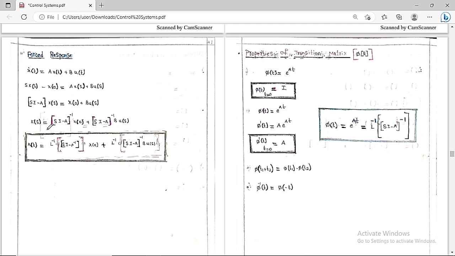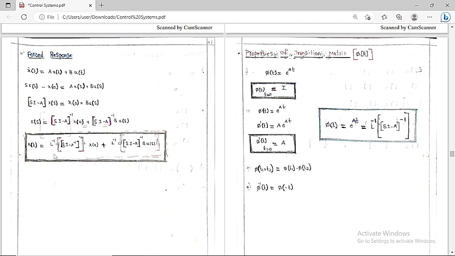So after the Laplace inverse we are going to get x of t is equal to Laplace inverse of (sI minus A) inverse into x naught plus Laplace inverse of (sI minus A) inverse B into U of s. As x naught is a constant, we can take it outside the Laplace inverse. So x of t is equal to Laplace inverse of (sI minus A) inverse into x of 0 plus Laplace inverse of (sI minus A) inverse into B into U of s.